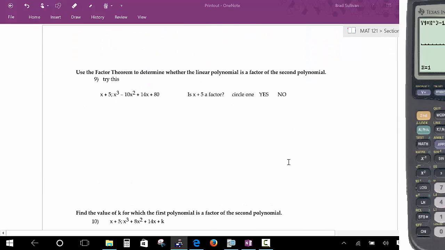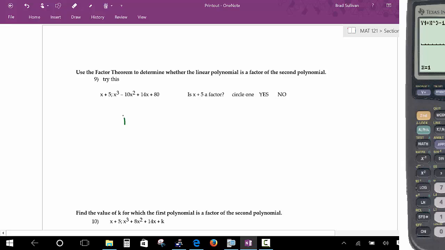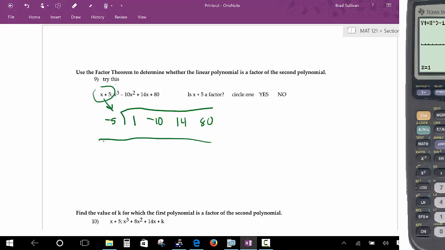Okay, so let's do this one. Let's just set this up, and you can do this yourself. If I want you to do the factor theorem, just go ahead and get it put together. So you have 1x to the third, negative 10x to the second, 14, and 80. And then what are you going to use for x plus 5? 5 or negative 5? Okay, go ahead and finish it up and just tell me yes or no. If you caught on to your synthetic division, you'll be done in less than 20 seconds.